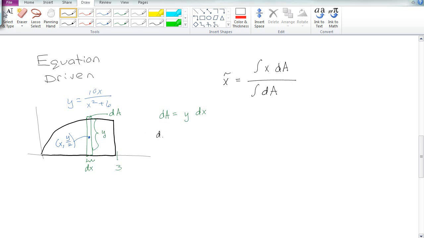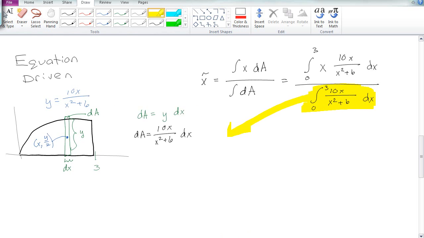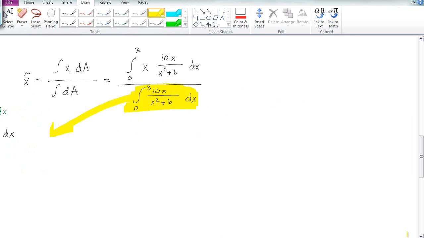So now we're basically just going to plug in the values that we have. Since we know that y is equal to 10x over x squared plus 6, we can actually write the whole integral in terms of x, which is nice because that means we can actually solve it without too much problem. So our integral from 0 to 3 of x times 10x over x squared plus 6 dx, all divided by the integral of 10x over x squared plus 6 dx. Yay! All right. And I'm going to go ahead and do the bottom part because that's actually going to show up in both of the equations that we're going to do here.